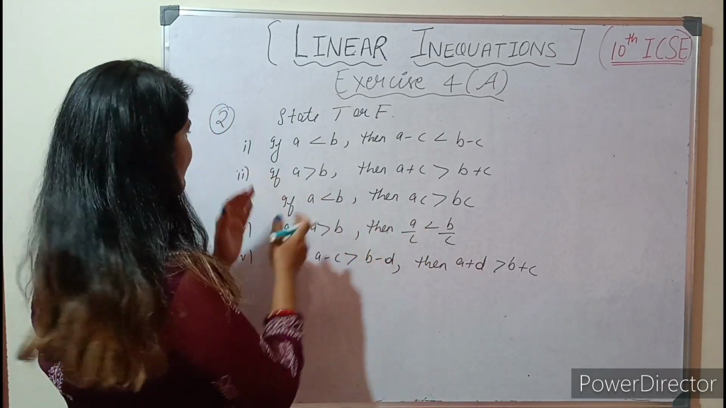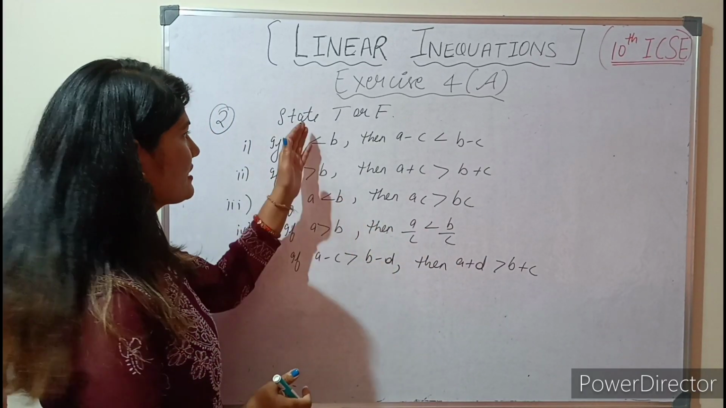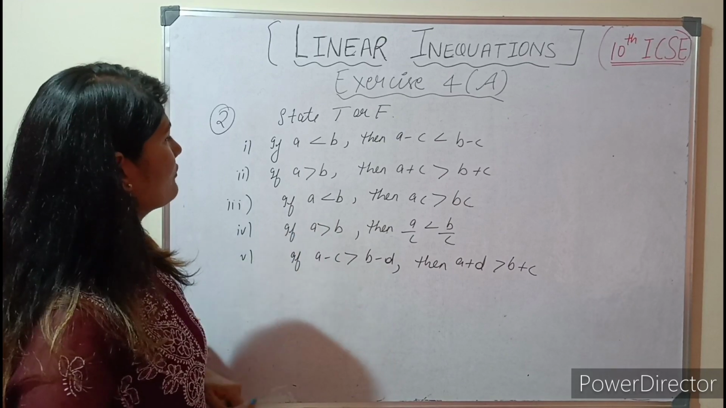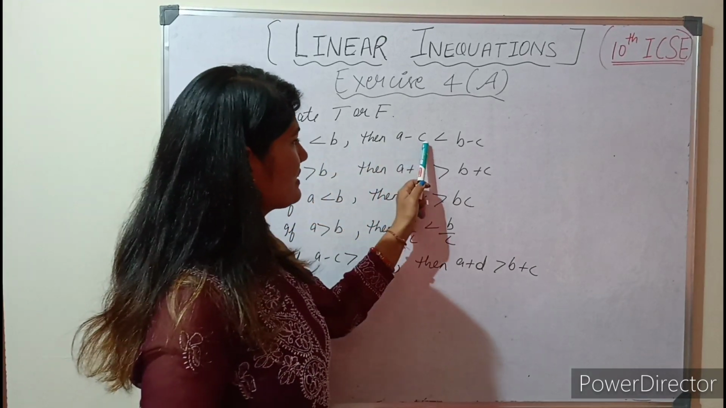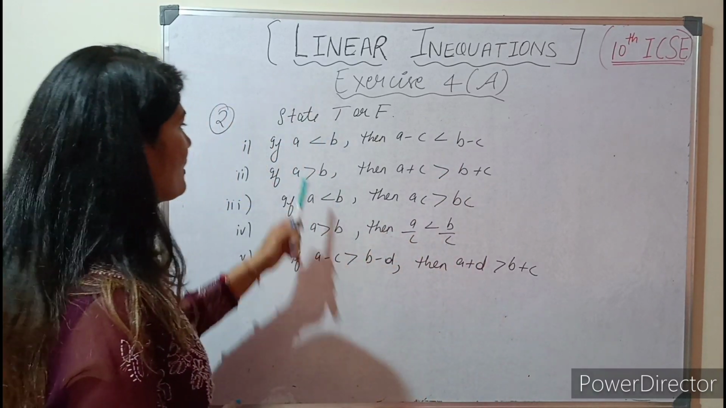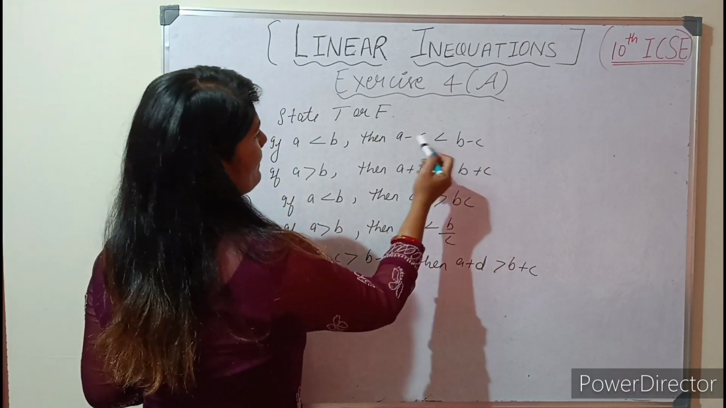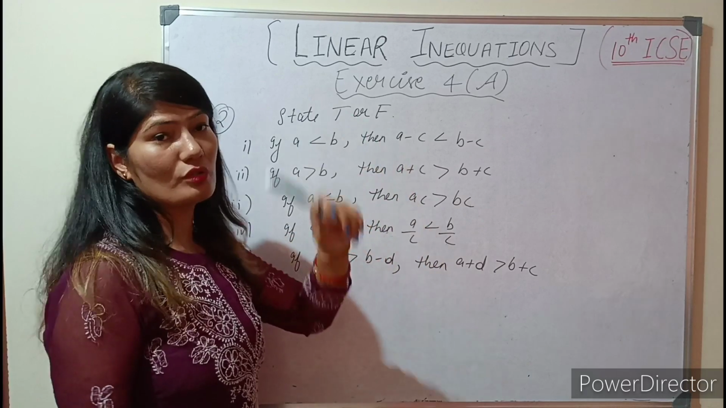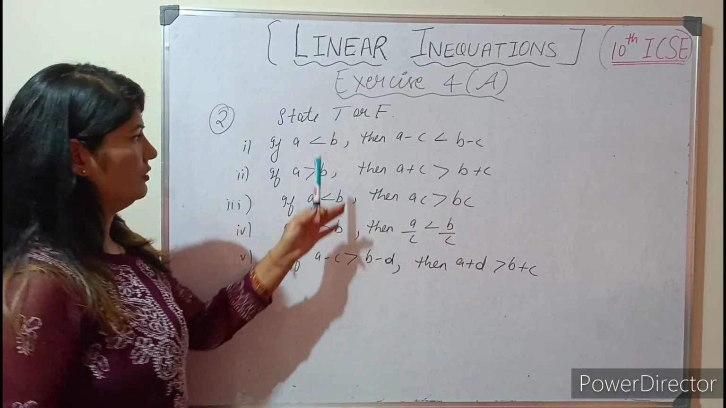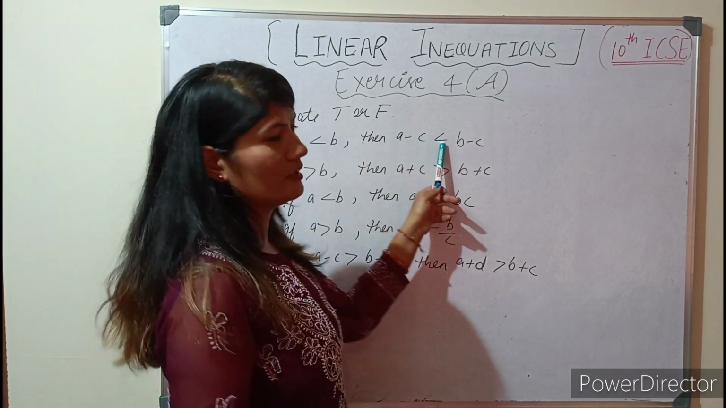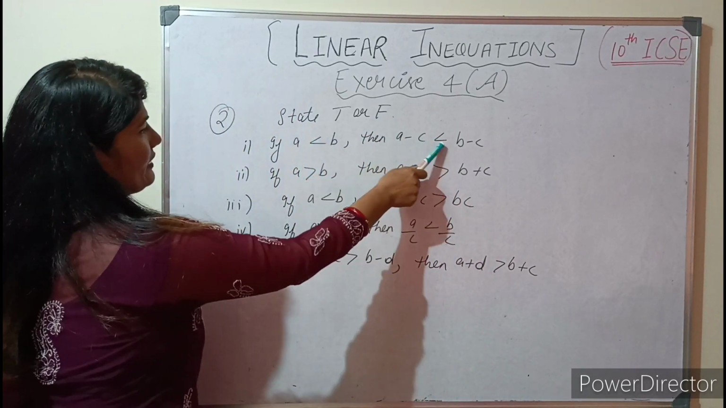Now moving to question number 2, it is again state true or false. So here the first part, if A is smaller than B, then A minus C is smaller than B minus C. So here again they have done the subtraction. So it is rule number 2. I told you whenever we subtract any number from both the sides, the sign will remain the same. You see here the sign is as it is.